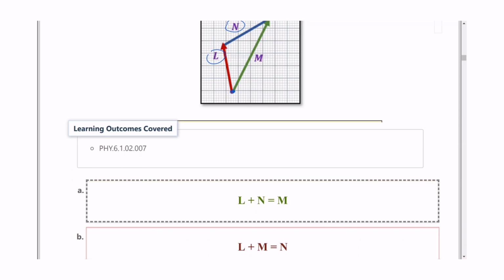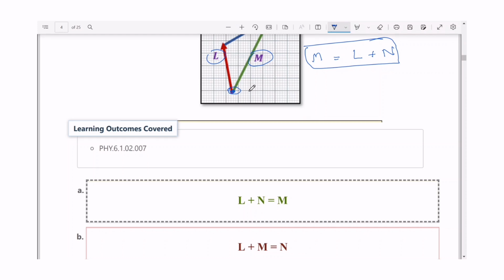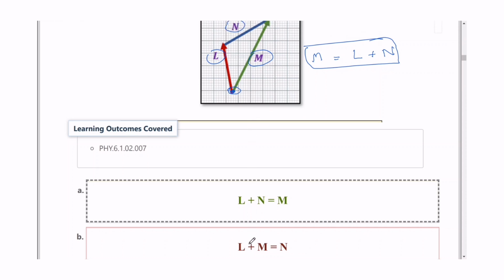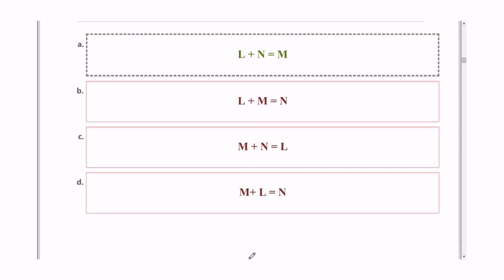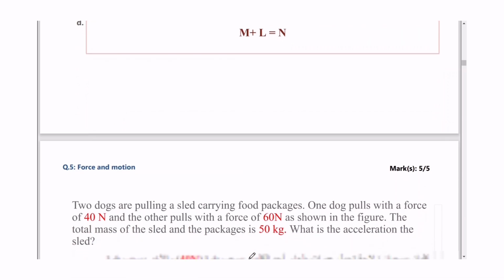L plus N is equal to M, right? Yes. Why? Because here M is the resultant vector. So what is M? M is the vector L plus vector N. M is the resultant, right? What is a resultant? A resultant vector starts from the tail of the first vector to the head of the second vector. So here M is the resultant, so we can write M is equal to L plus N, the sum of the other 2 vectors.